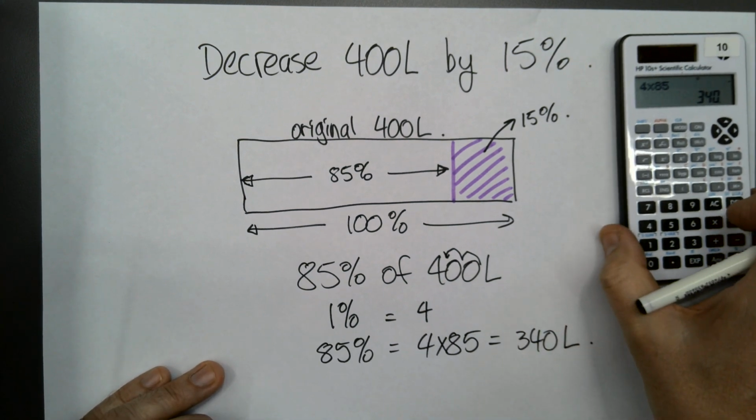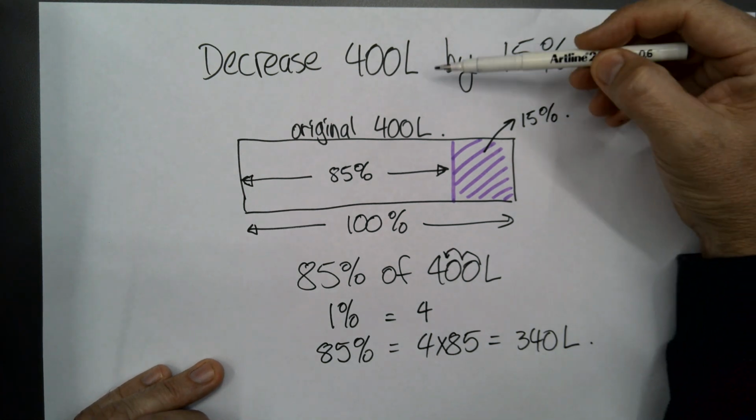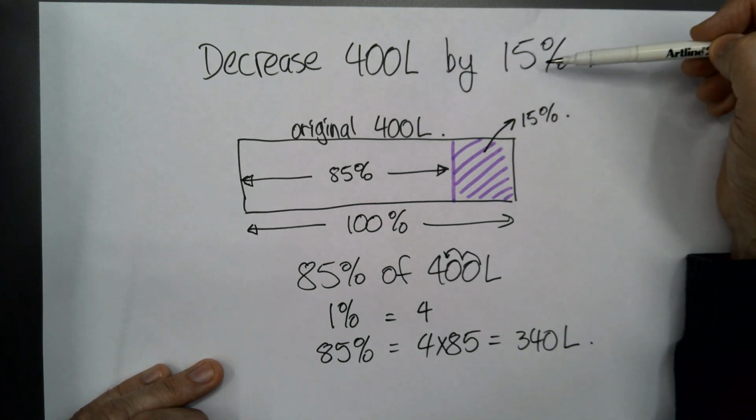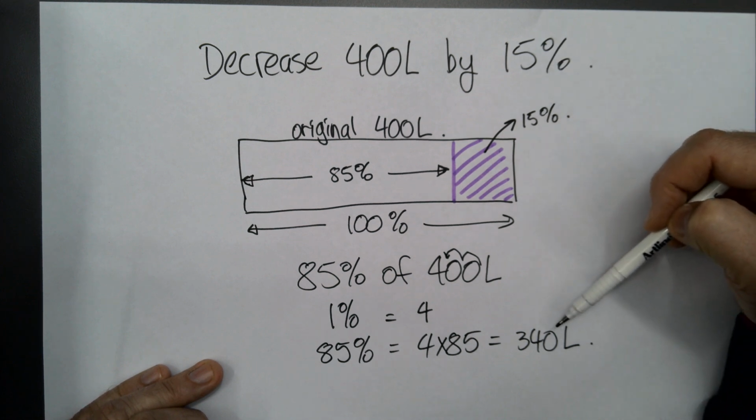All right, so in other words, if I've got a 400 litre fuel tank and I've used 15% of it, what have I got left? 340 litres. That's how it works.